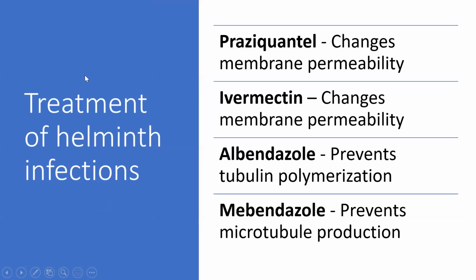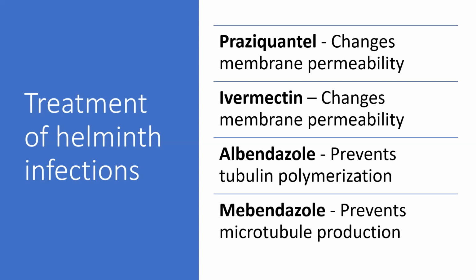All right, let's go to the next slide. So there are a couple of different types of drugs that you might be given if you have a helminth infection. You might get something like praziquantel, which changes membrane permeability, or ivermectin, which came into popular culture through potential COVID treatments. Then you've got things like albendazole, which prevents the polymerization of tubulin, and so does mebendazole, which does basically the same thing.